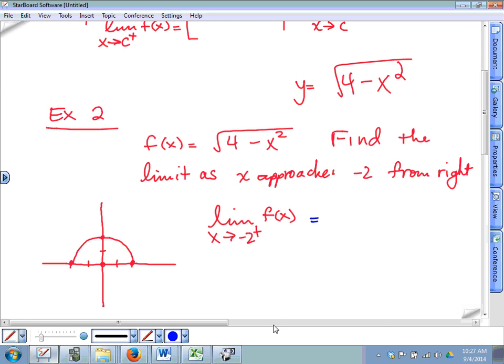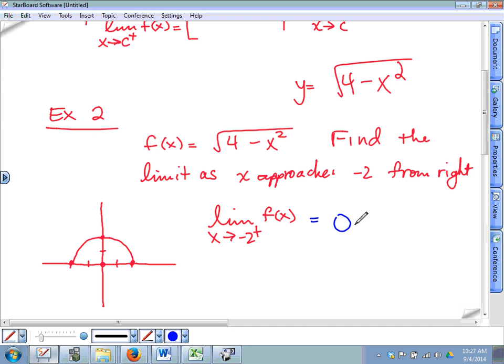But anyway, let's answer this. What's the answer here? f of x approaches what as x approaches -2 from the right? 0. Could you just do substitution? Let's talk about that. Would direct substitution have worked? Plug in a -2, square it. What's -2 squared? 4. 4 minus 4, square root of 0. 0. So as long as it's defined there.